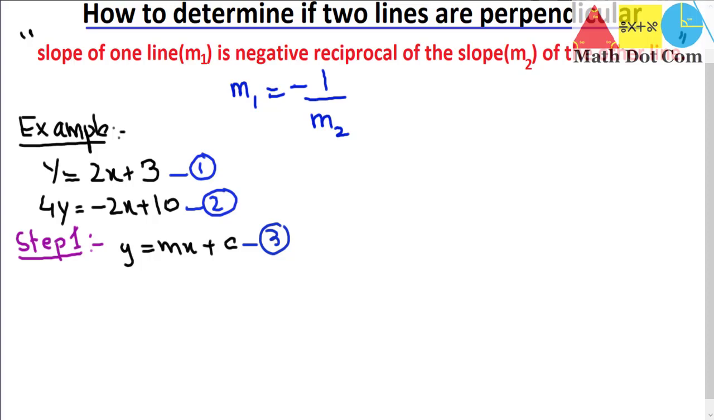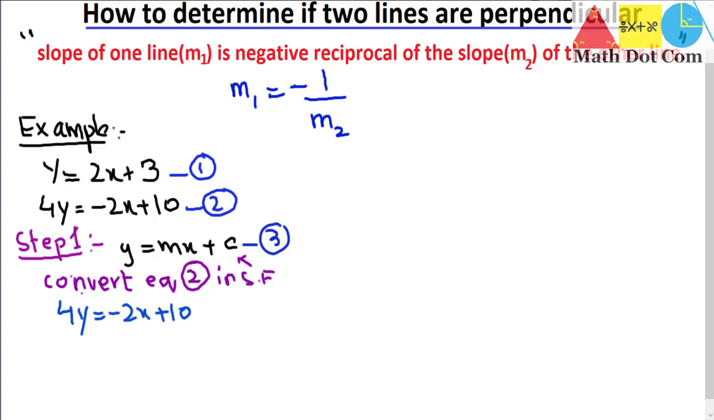So first we have to compare equation number 1 with equation number 3. Equation number 1 is already in the standard form, so we need not convert it. Equation number 2 is not in the standard form. We have to convert it just like equation number 3. So I'll write: convert equation 2 to standard form. Let's write it as 4y is equal to minus 2x plus 10.